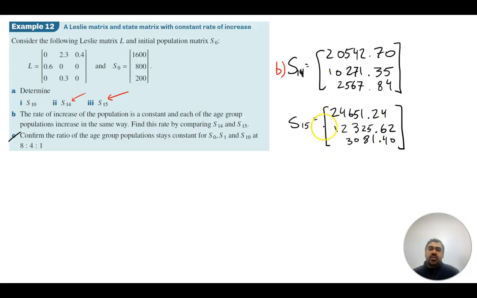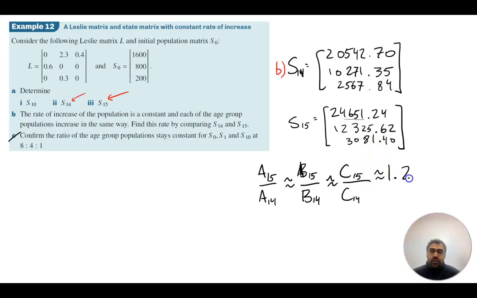All right, so we've got S14 and S15. When you go ahead and compare the first age group to the second age group, you always do the biggest, or the next age group divided by the previous one. So again, it's S15 divided by S14. Now these are all approximates. You're not always going to get exact numbers because we're dealing with quite interesting decimal numbers. So if they're approximate or they're close to each other, that's completely fine. Now this growth rate here is 1.2. So you would just say the growth rate from S10 to S11 is 1.2.